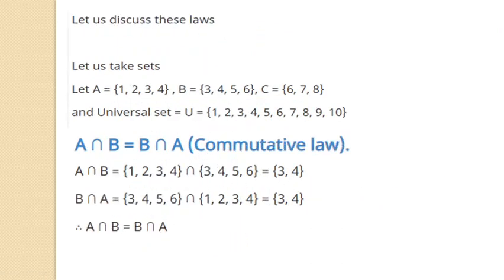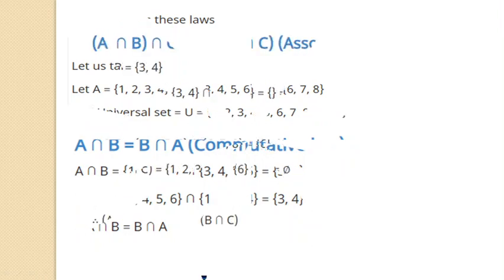Now let's discuss these laws one by one. Let's take three sets A, B and C, and we have taken one universal set for all these three sets. Now A intersection B means the elements which are common in A and B. So 3 and 4. Now let's take B intersection A, the elements which are common in B and A. So that is also the same, 3 and 4. So commutative law is proved.